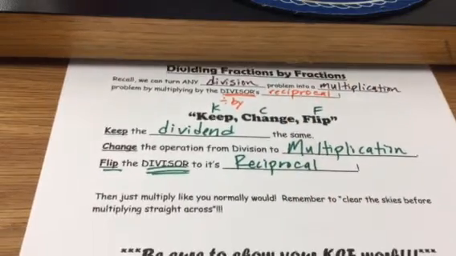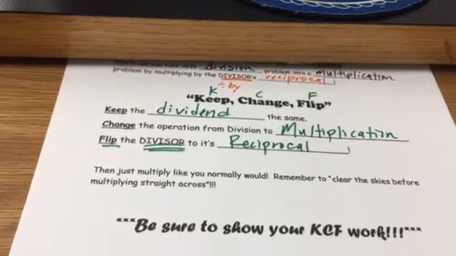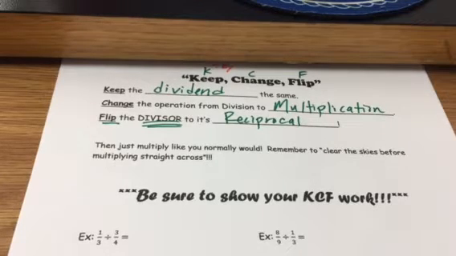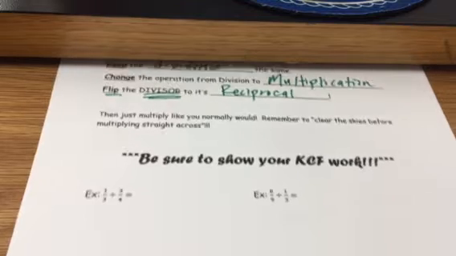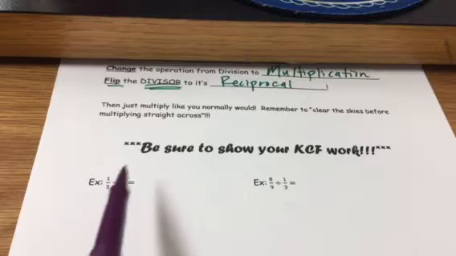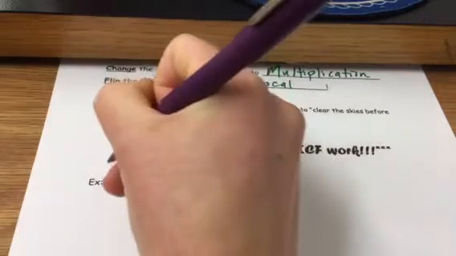Then you multiply just like you normally would if you think back to our multiplication of fractions unit. Remember to clear the skies before you multiply straight across. Now in this case, the skies are already going to be cleared, but when we start doing mixed numbers, we're going to have to clear the skies first. And sometimes, when there's whole numbers floating around, you have to clear the skies. So be sure to show your KCF work. A lot of us are getting into a bad habit of writing it straight into the problem or forgetting to flip. I want to see your KCF.